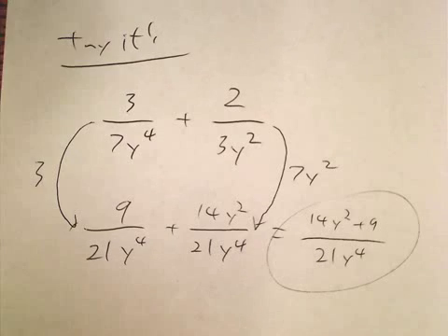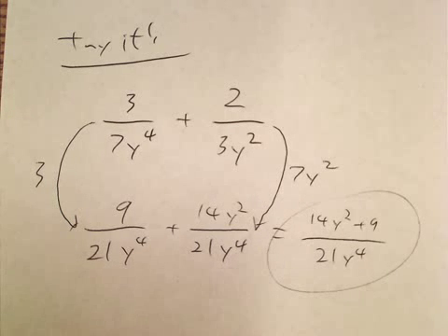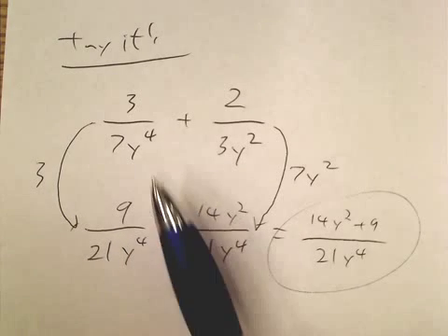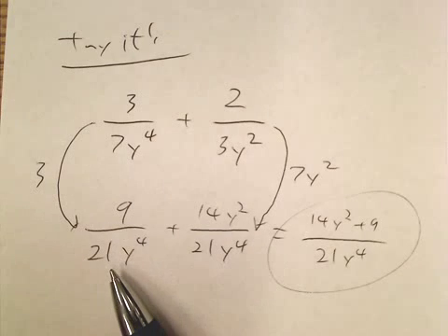Okay, so my common denominator was 21y to the fourth power. Then I have to see what I multiply by. Over here, I multiply by 3. 7 times 3 is 21. The y stayed the same. So 7y to the fourth times 3 was 21y to the fourth.